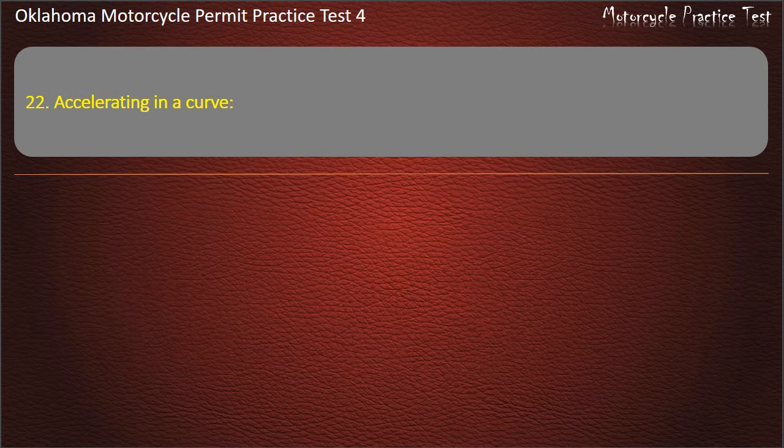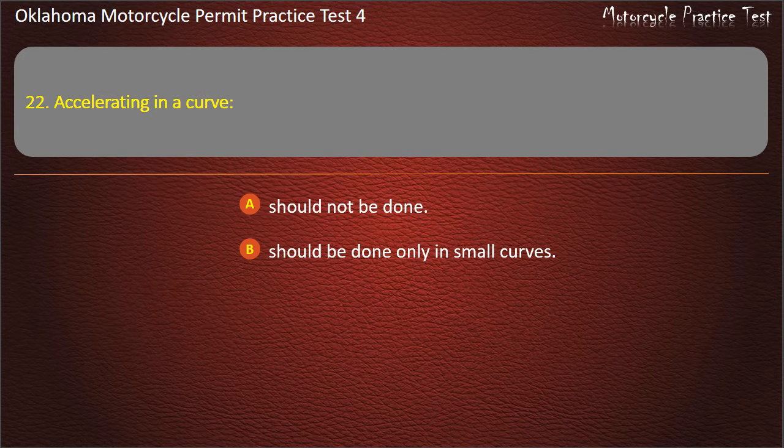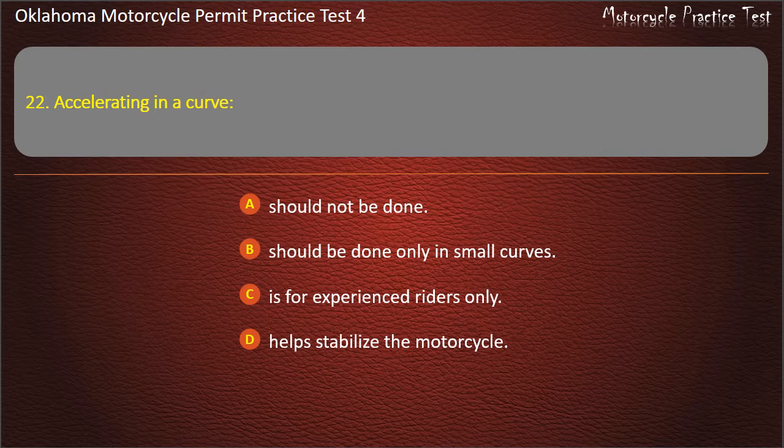Question 22. Accelerating in a curve: Should not be done. Should be done only in small curves. Is for experienced riders only. Helps stabilize the motorcycle. Answer. Helps stabilize the motorcycle.